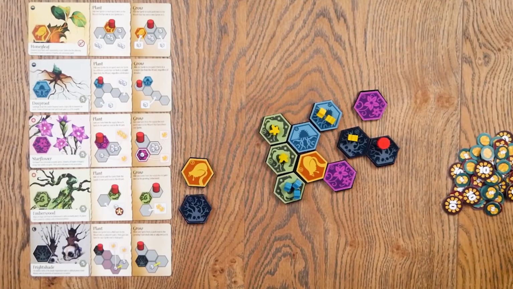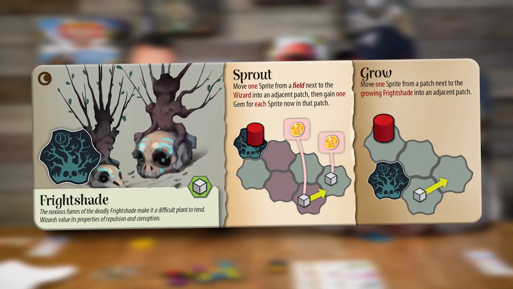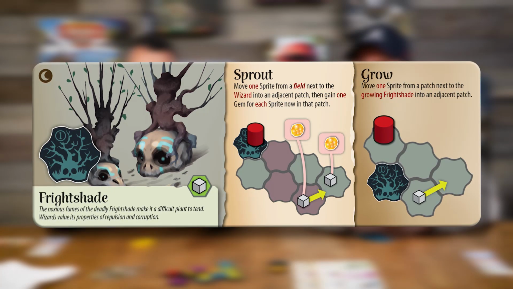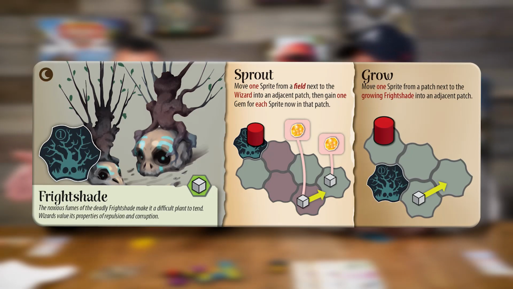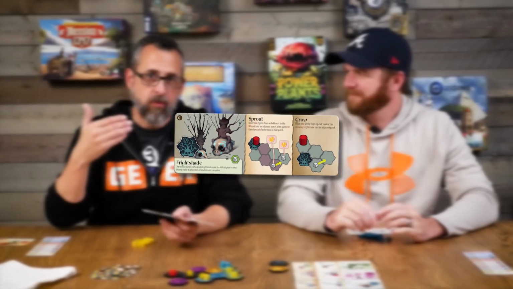Right. Now, as I promised, we are going to talk about some more of these plants. We've kind of talked about these first 4. I'm going to talk about one more, the Fright Shade, and then we've got a couple that we didn't have here on the table. The Fright Shade is kind of interesting. Its sprout ability is to move 1 sprite from a field next to the wizard into an adjacent patch and then gain 1 gem, which are points, for every sprite in that patch. So this is where you can do a big point grab again, where you're moving either one of yours or your opponent's sprites into a patch. If it already has a bunch of other sprites, it's maybe 4 or 5 points in certain circumstances.